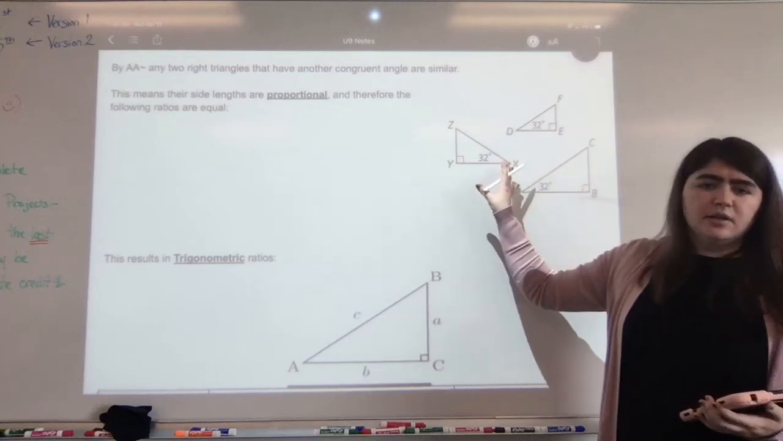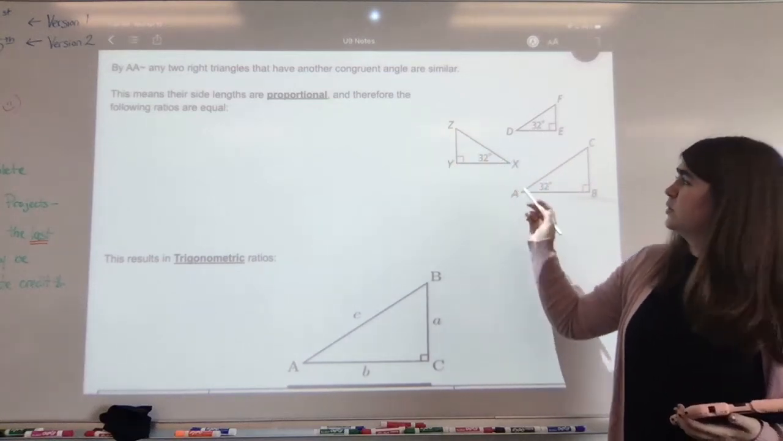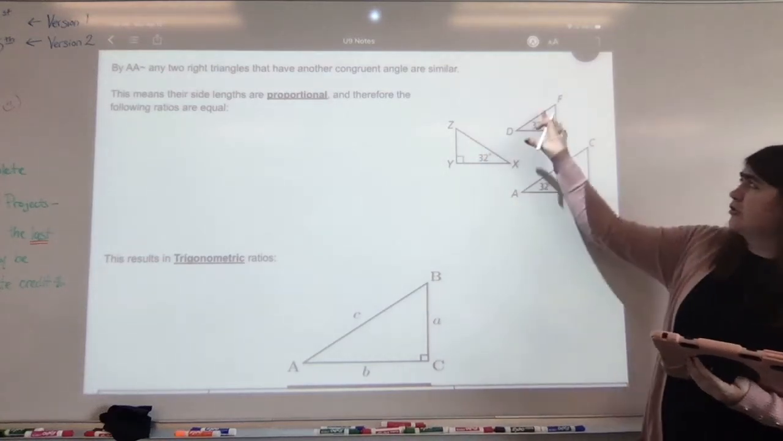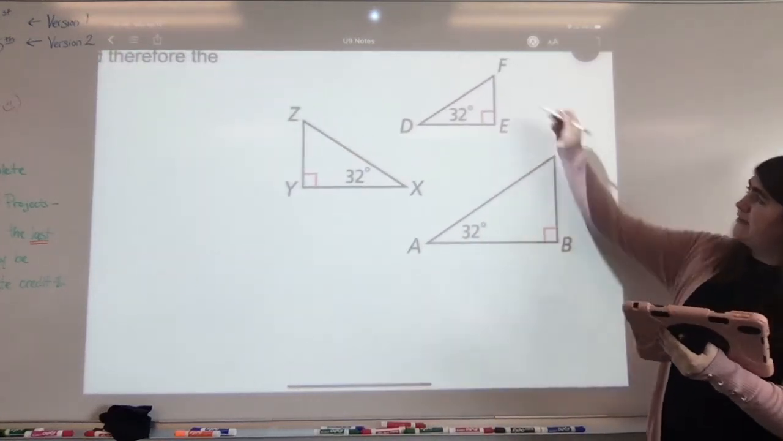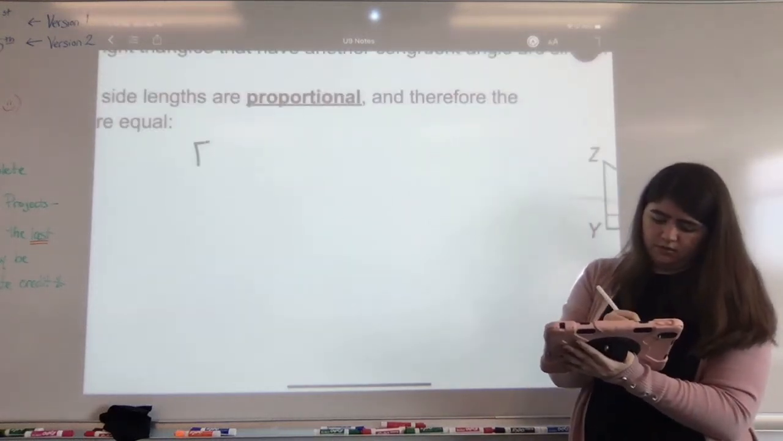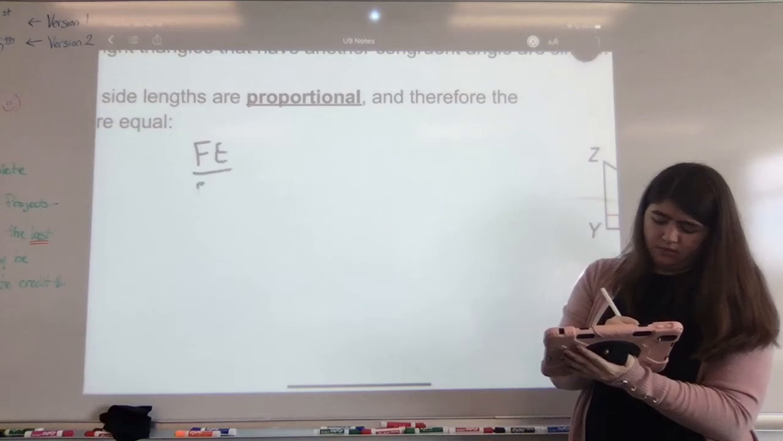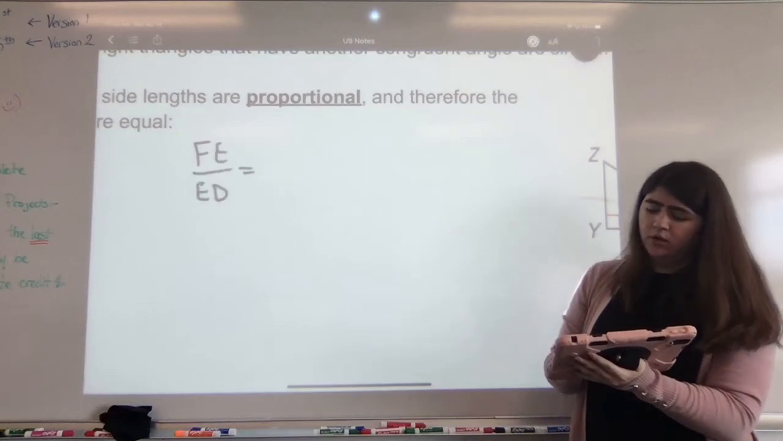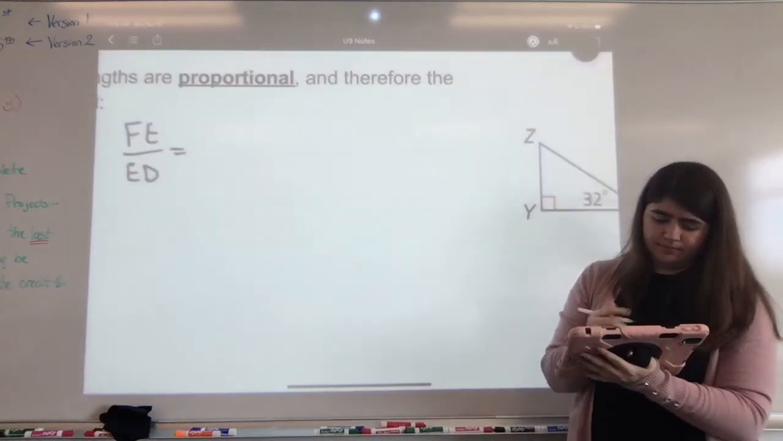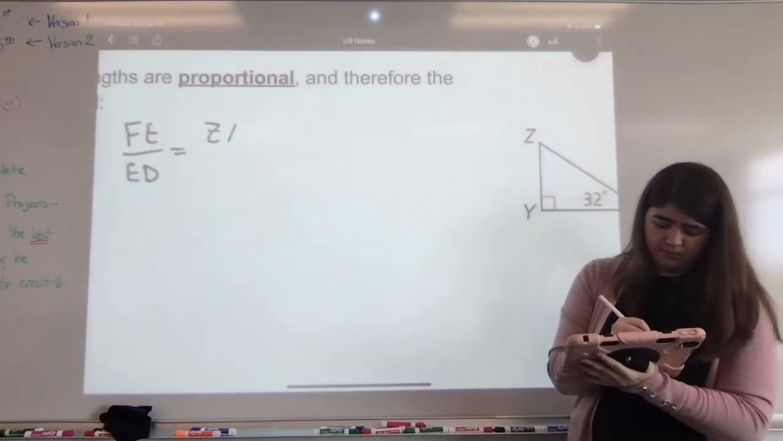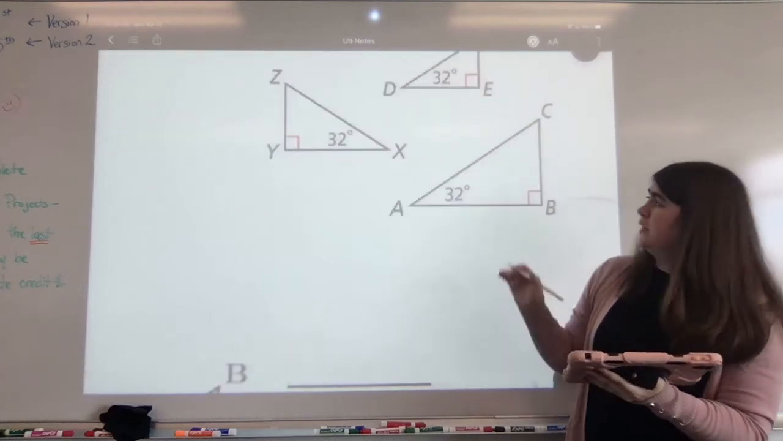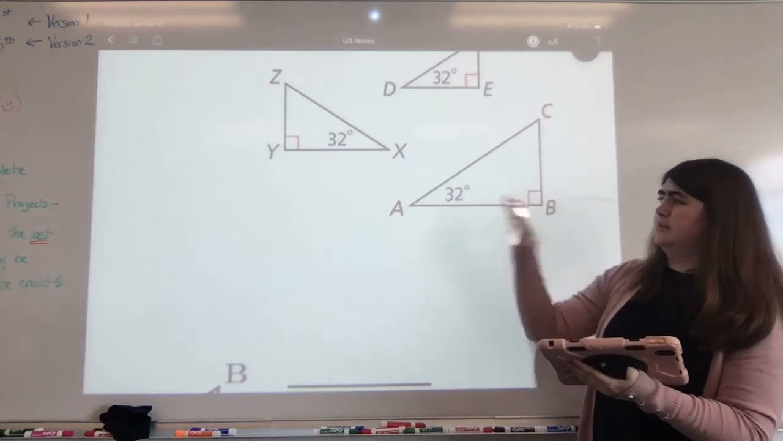And I'm not using the hypotenuse on this. I'm using my legs. So I'm going to start with this small triangle. I have FE over ED. And that ratio will be equal to ZY over YX. And that will be equal to the ratio of CB to BA.